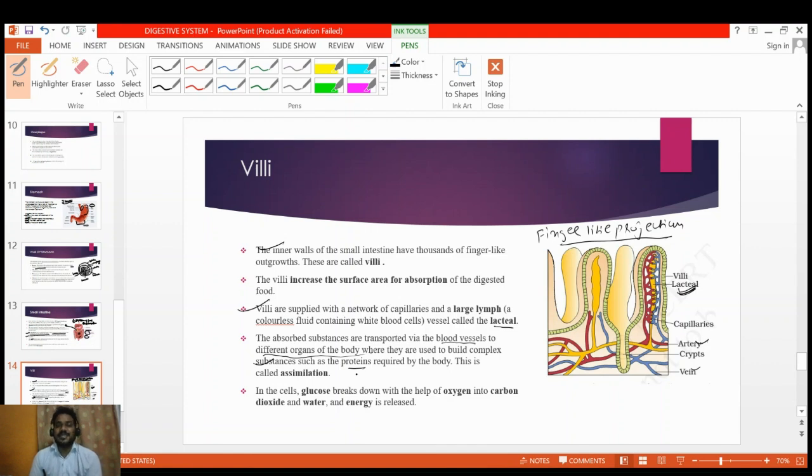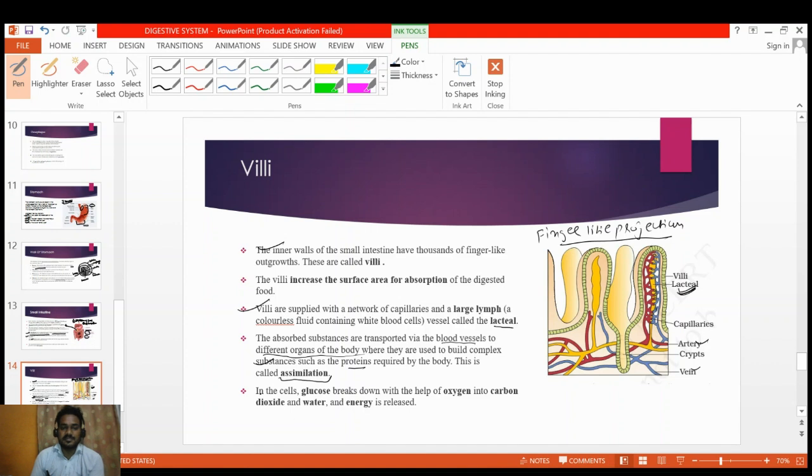Protein is digested and changes into simple amino acids. When these are absorbed into the blood, they reach different sites where the amino acids form the specific types of proteins required by the body. The process by which the absorbed food is utilized is known as assimilation.